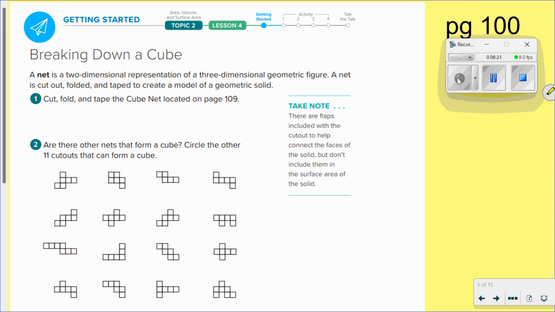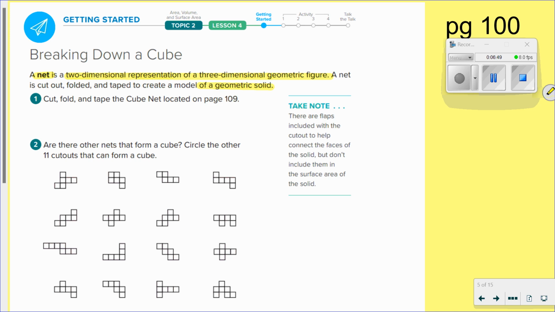All right, so I said you needed a highlighter, and we are going to highlight the definition for a net. A net is a two-dimensional representation of a three-dimensional figure. It means that it's flat, and if you fold it and tape it, it will make a three-dimensional figure or a geometric solid. Does that make sense?